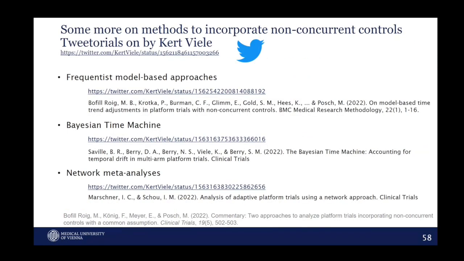Clearly, there are many more methods, also some nice Bayesian methods. And here, if you are not on Twitter, you might take your chance and go on Twitter for the first time, because there's a nice tutorial by Gerd Viele who discusses all these different methods on how to incorporate non-concurrent control data in his tweets. In addition to using frequentist model-based approaches, you might have a look at Bayesian time machines, or you might even use techniques well known in the area of meta-analysis. You can also use network meta-analysis to combine the different pieces of the times before and after a trial enters the platform trial.